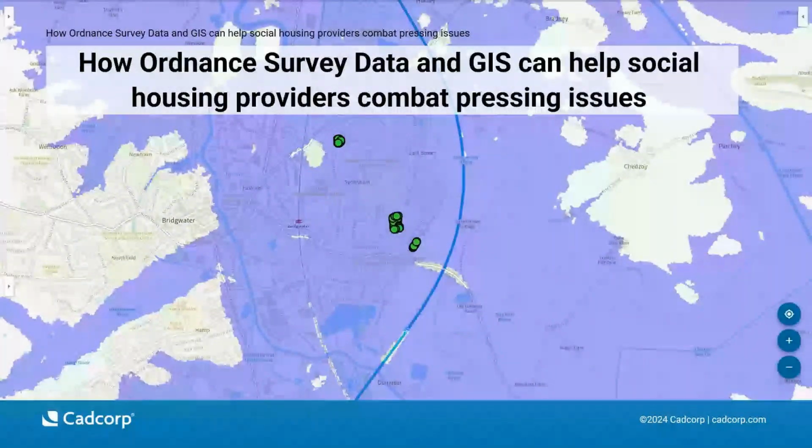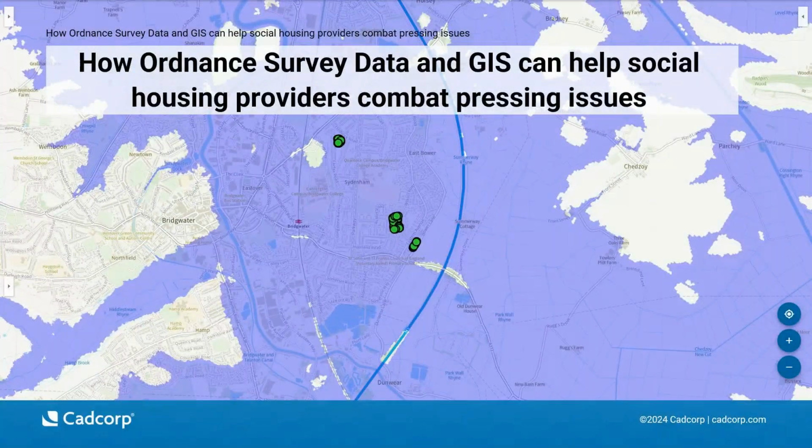So that leads us nicely into today's webinar: how Ordnance Survey data and GIS can help social housing providers combat pressing issues. Social housing providers are facing a number of pressing issues such as ensuring stock is sustainable, mitigating against damp and mold and flooding, and risks from climate change. And these are all issues that can have a significant impact on the health and well-being of its tenants. Ordnance Survey data and GIS can be used to help social housing providers combat these issues. Ordnance Survey data, the location data, is the most accurate and up-to-date geospatial data available in the UK. And a GIS, such as the CAD Corp SIS system, is a system for capturing, storing, analysing and managing geographical data.